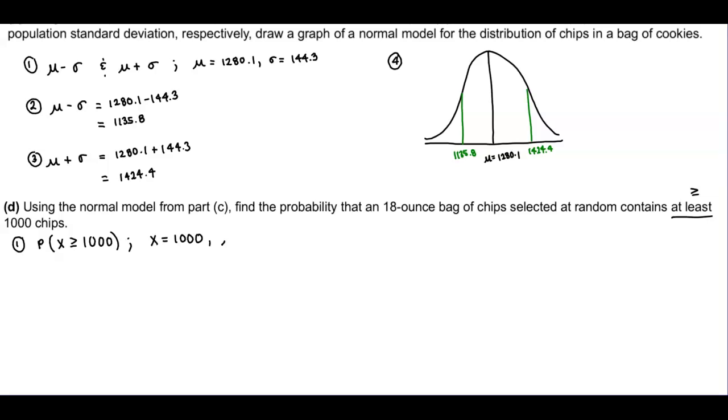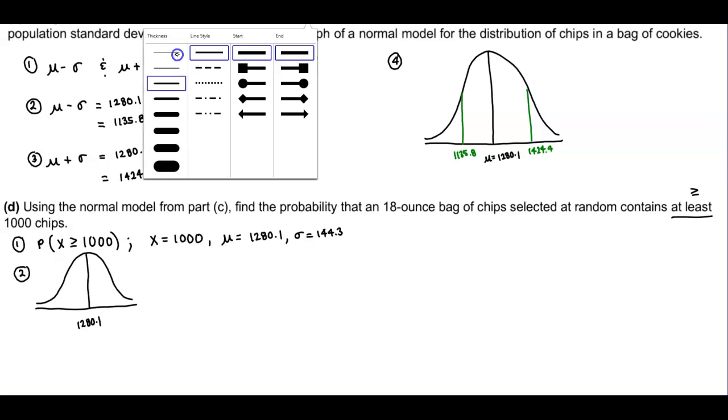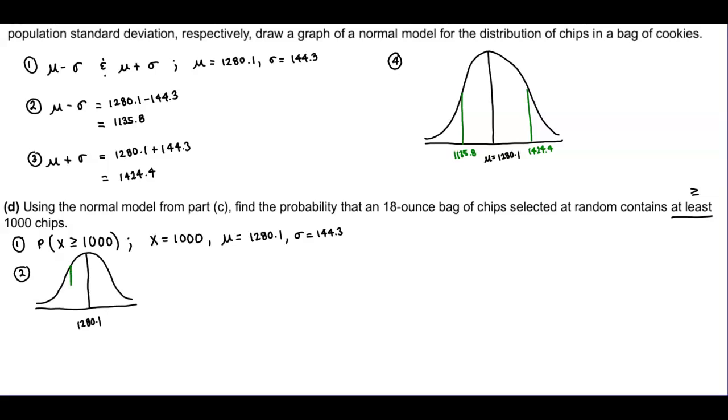Okay, we also know that our mean that we got from part B is 1280.1, and then we know our standard deviation is equal to 144.3. Okay, so now what we're going to do is draw our graph because we know that currently we have our mean located at 1280.1 and we have a value of 1,000. We want to find everything that's greater than that.